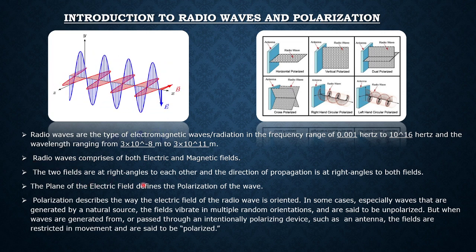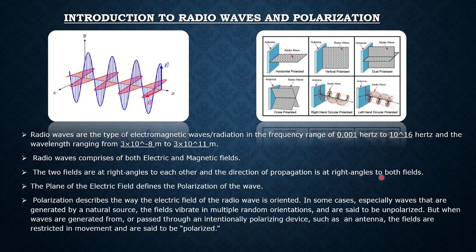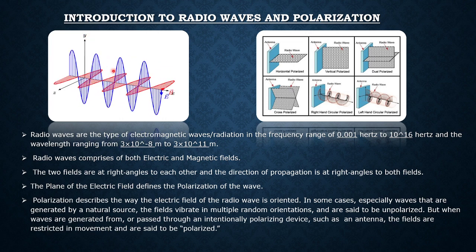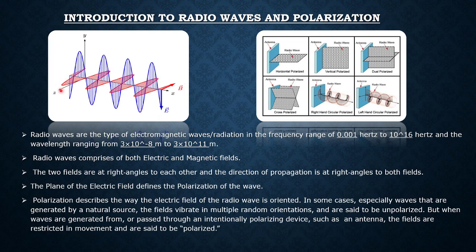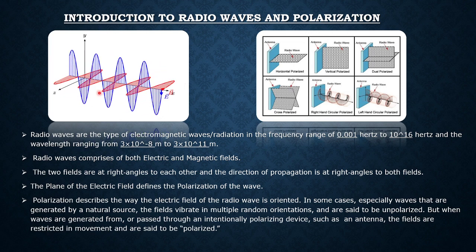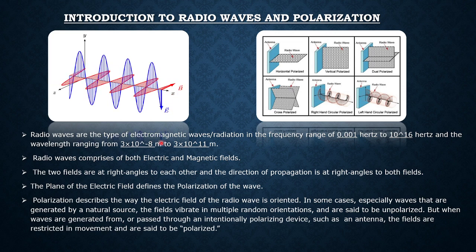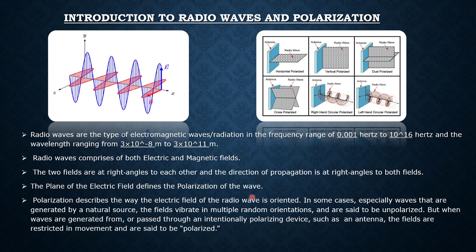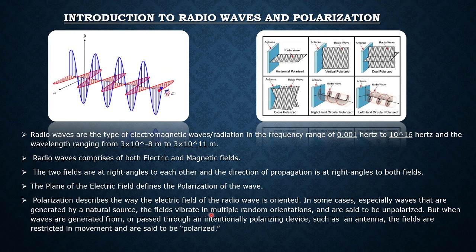These two fields are at right angles to each other, and the direction of propagation is at right angles to both fields. As you can see in this picture, the electric field, blue colored, is in the y axis, whereas the magnetic field, red colored, is in the z axis. The propagation is in the x axis. You can see the plane of the electric field defines the polarization of the waves. The polarization describes the way the electric field of the radio wave is oriented.